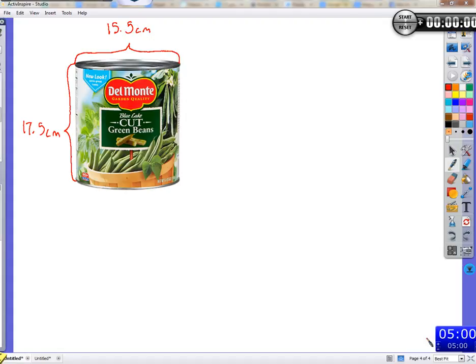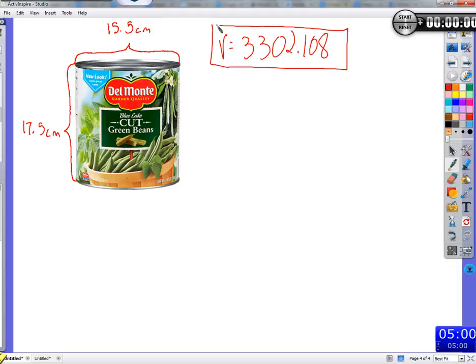Okay. So we have this volume that has to stay consistent, right? It has to stay constant. So do we agree on what the volume is? What do you guys have for the volume? 3,302. Okay, that's the volume, and that has to be the volume. That volume cannot change, so that's locked in.